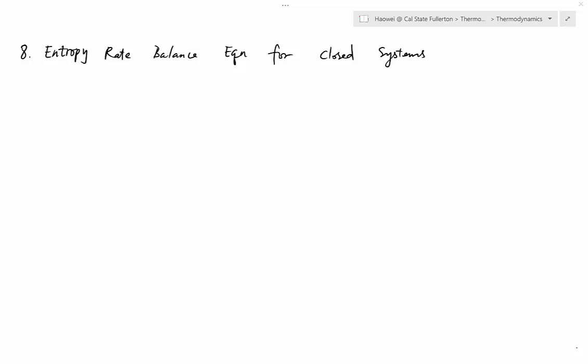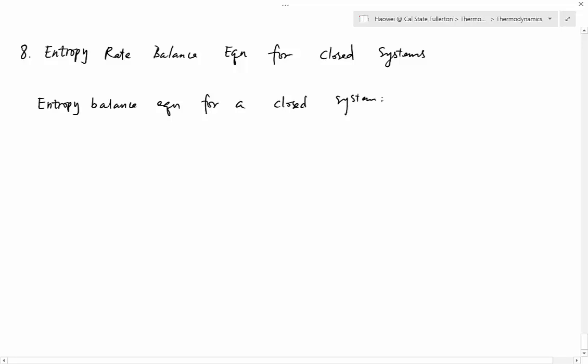The equation we gave you before was this one. This is the entropy balance equation for a closed system. The equation we gave you last time is dS equals delta Q over T, the temperature at the boundary, plus delta sigma. Sigma is entropy production. Do you still remember how to understand this equation?